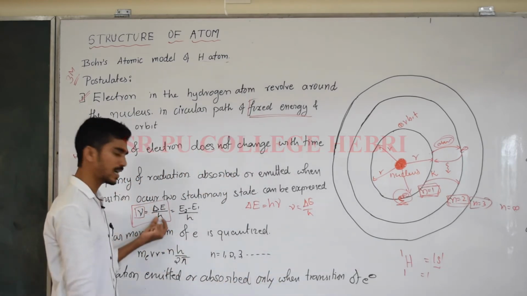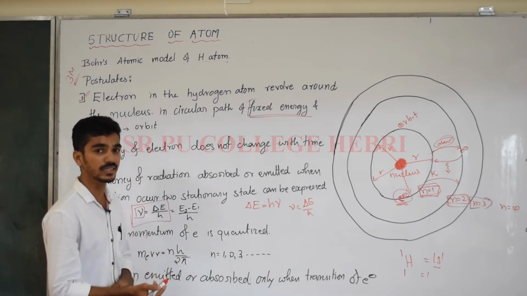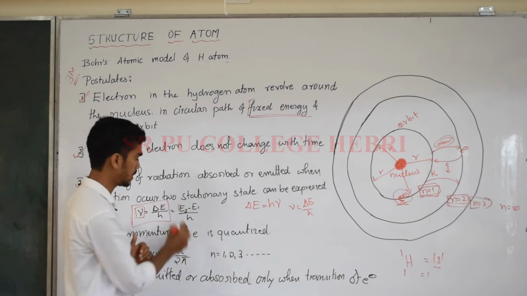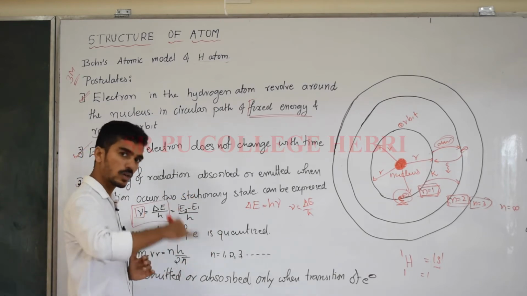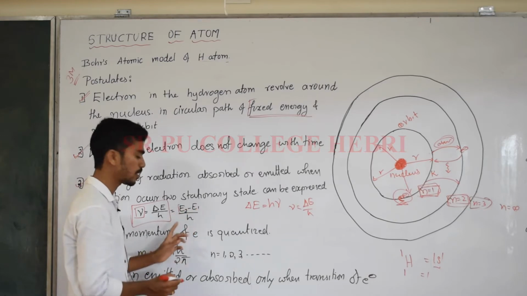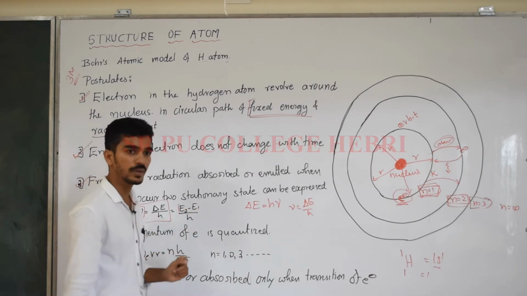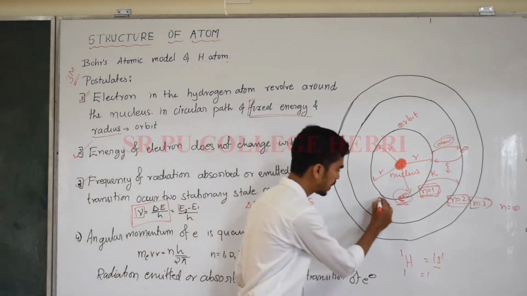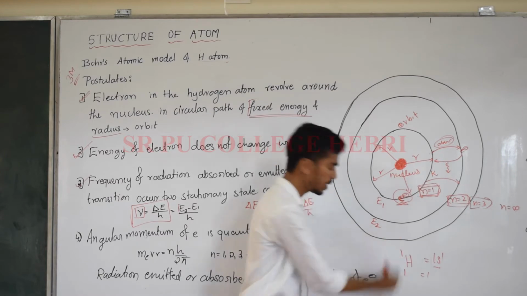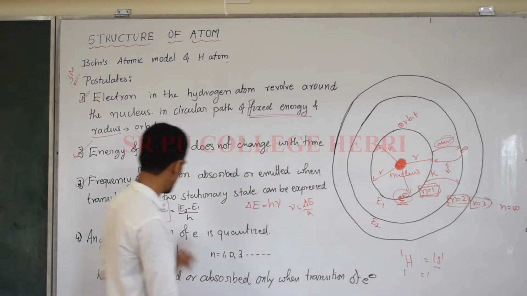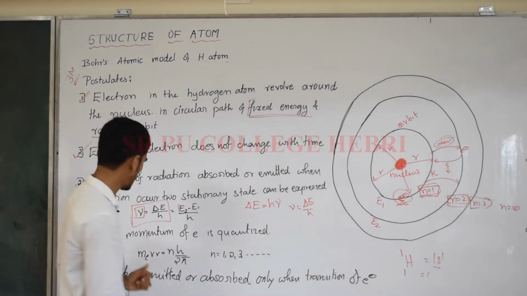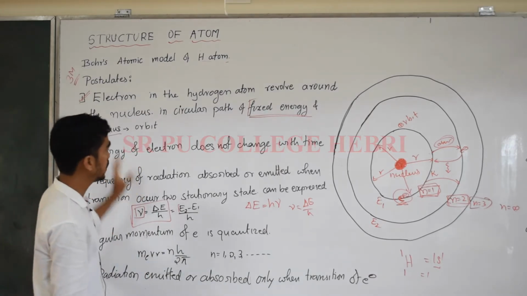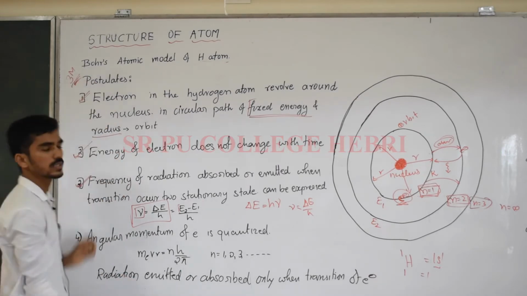What is the meaning of delta E? Delta E is the change in energy. That change in energy should be from a higher energy level to a lower energy level, or, if absorbing, from the ground state to the excited state: E2 minus E1 by h. Delta E is nothing but the change in energy, that is equal to E2 minus E1. If E1 is the first stationary state, here E2. The difference between these two gives the frequency of radiation. Then this is the third point and very important. I already told you, for 3 marks, it's a 90% sure question.